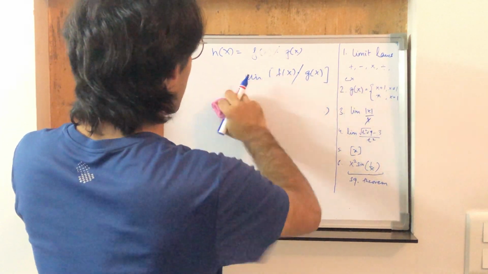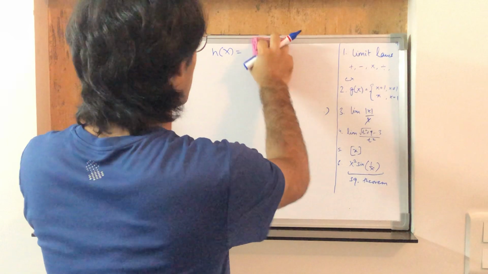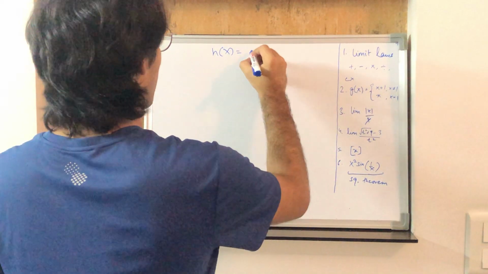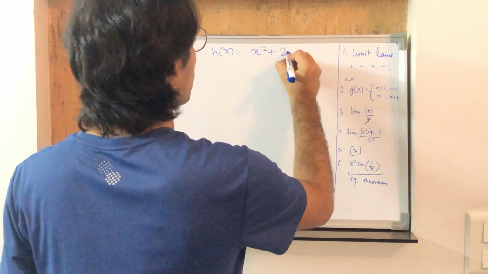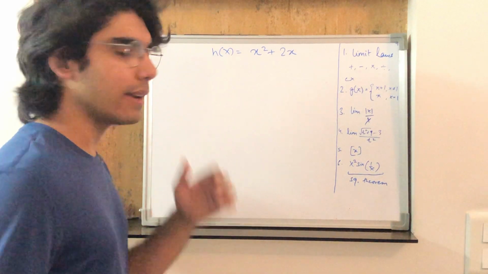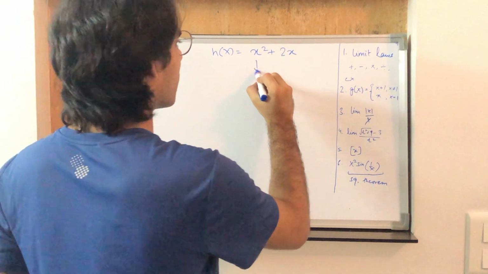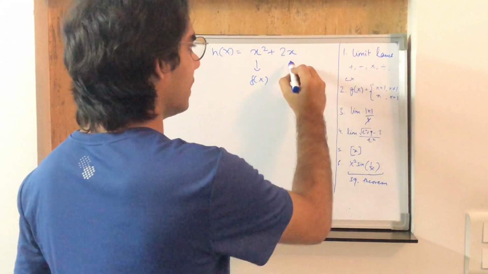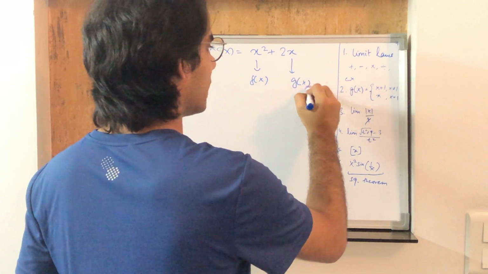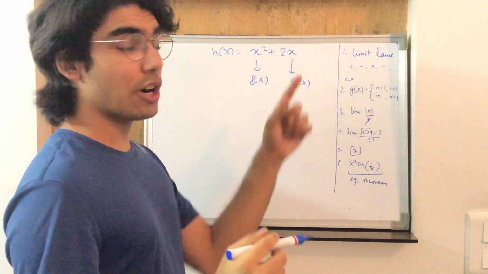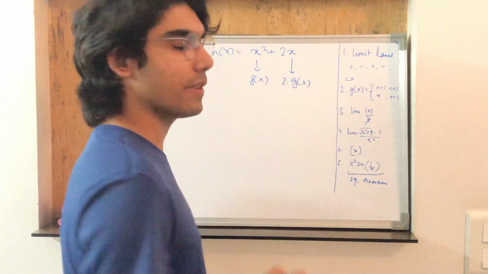Okay, let's say I have a function here, x squared plus 2x, right? So again, this is going to be f of x, let's say, and this is g of x. And using the scalar 2, this means it's 2 times g of x, right?